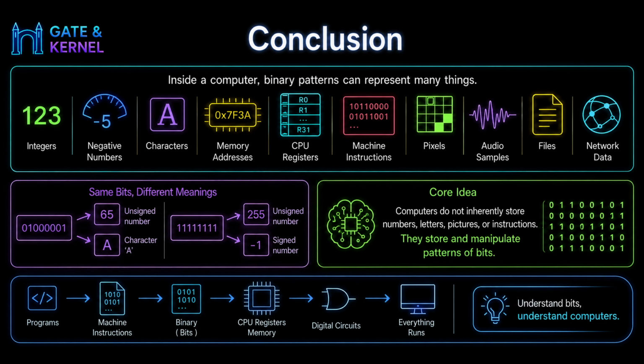01000001 can represent decimal 65 or the character A. 11111111 can represent unsigned 255 or signed -1. The bits do not change. The interpretation changes. This is one of the most fundamental ideas in computer architecture. Computers do not inherently store numbers, letters, pictures, or instructions. They store and manipulate patterns of bits. Once you understand this idea, topics such as CPU registers, machine instructions, memory, data types, hexadecimal, and computer architecture become much easier to understand. The next useful topic is 2's complement, which explains how modern computers represent and calculate with negative integers.